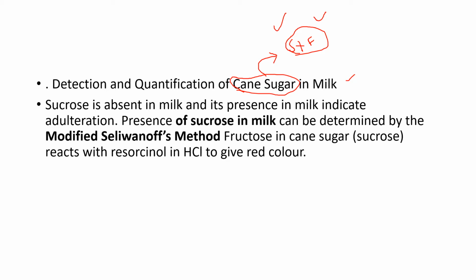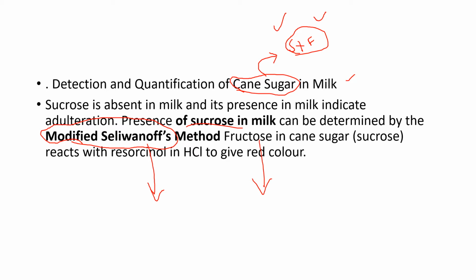There is a specific method used to determine this adulterant in milk, called the modified Selivanov method. For sure, the state boards or whichever organization conducts the examinations will be very direct and objective, asking which test detects what kind of sugar. So just remember, sucrose is detected by the modified Selivanov method.